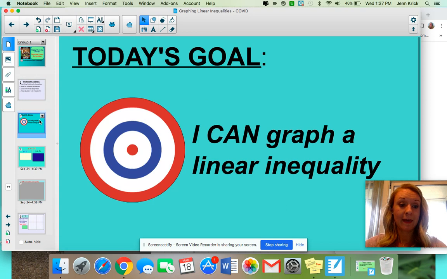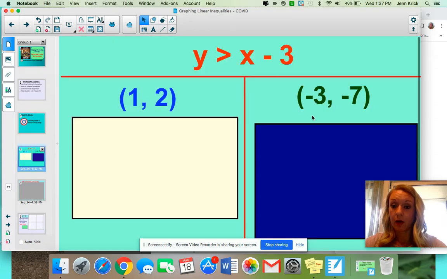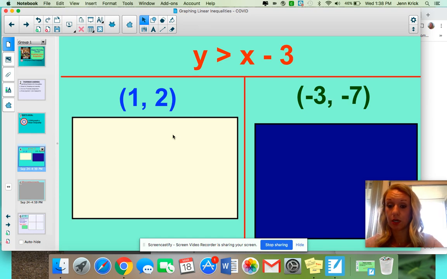All good. All right, objective for today, you can graph a linear inequality, and we want to identify your solution regions, which we will do together. Okay, so let's say that you're given the inequality y is greater than x minus 3. And I ask you, does this coordinate pair serve as a solution for your inequality? Or does this one? All you need to do to see if it does or does not is plug in your x and y values to your inequality.